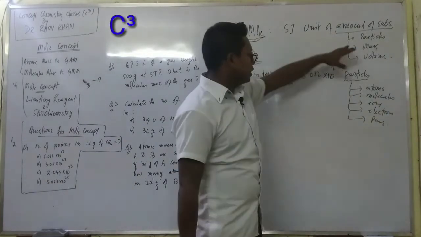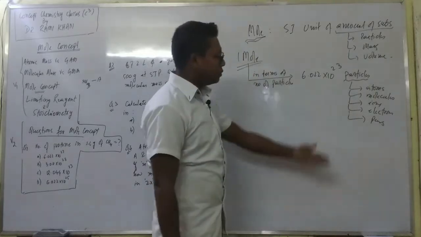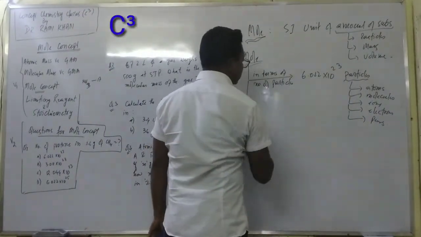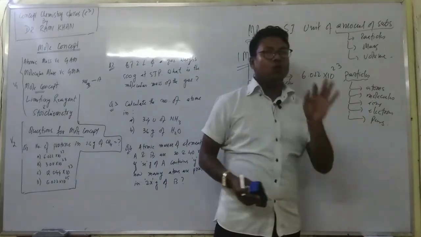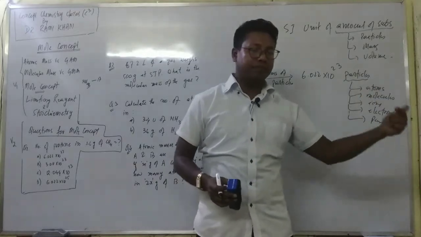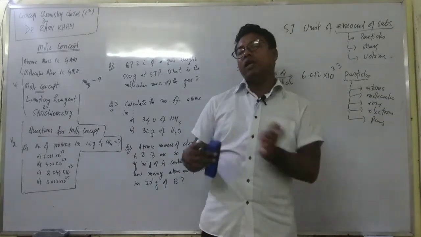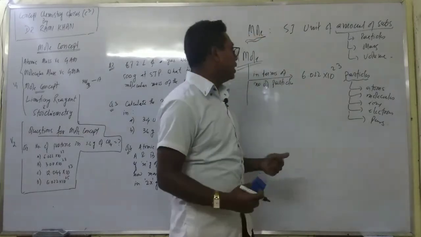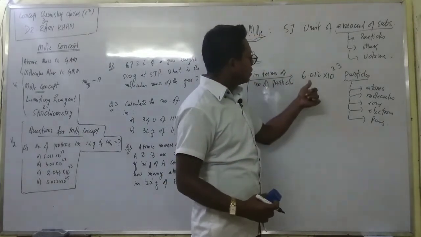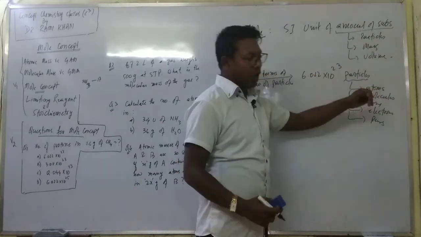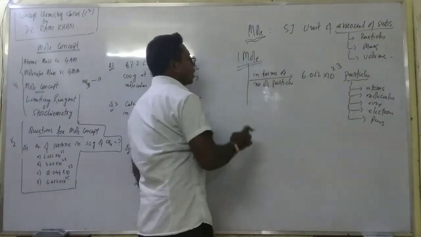This number is independent of the nature of the substance. And just like in 1 dozen of pens we have 12 pens, and in 1 dozen of books we have 12 books, similarly, 1 mole contains 6.022 into 10 to the power 23 atoms or molecules or ions or anything.